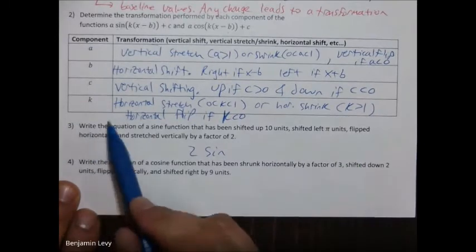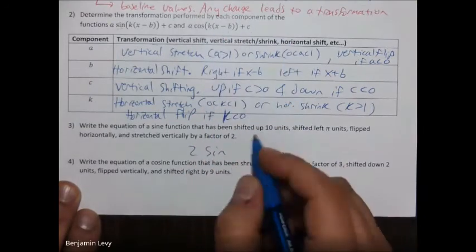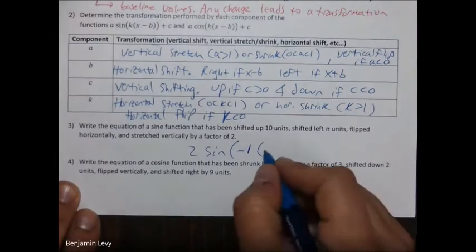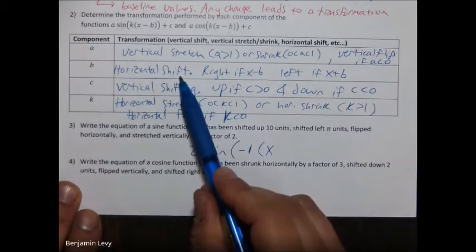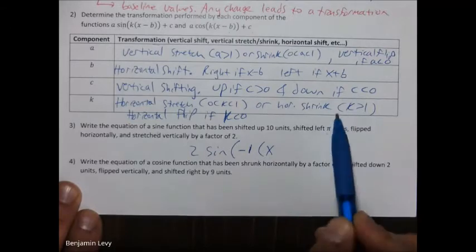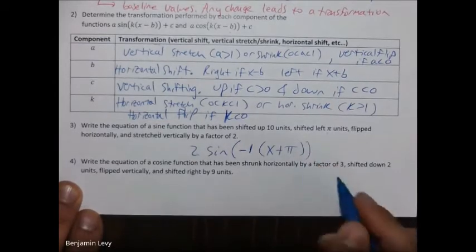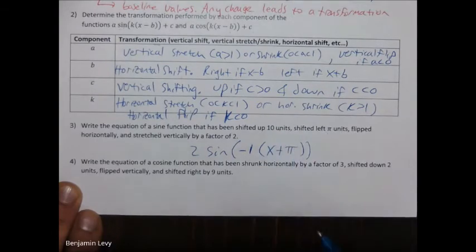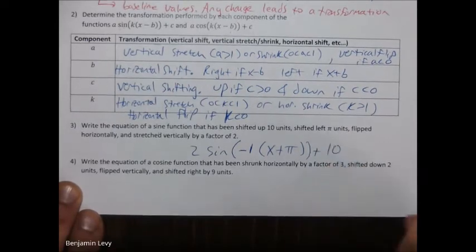Flipping horizontally, according to this, is k being negative. And so we'll make k negative 1. If we want to shift to the left pi, that's a horizontal shift, and it's going to be left if we have a plus whatever. And so we want a left pi, and so we want to have a plus pi. And then finally, we want it to go up 10, right? And so up and down is vertical shifting, goes up when it's positive. So I have a plus 10.